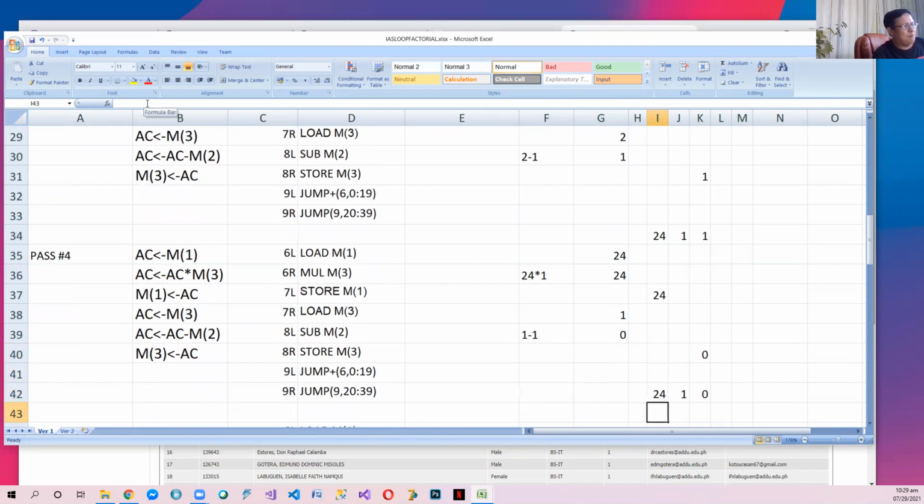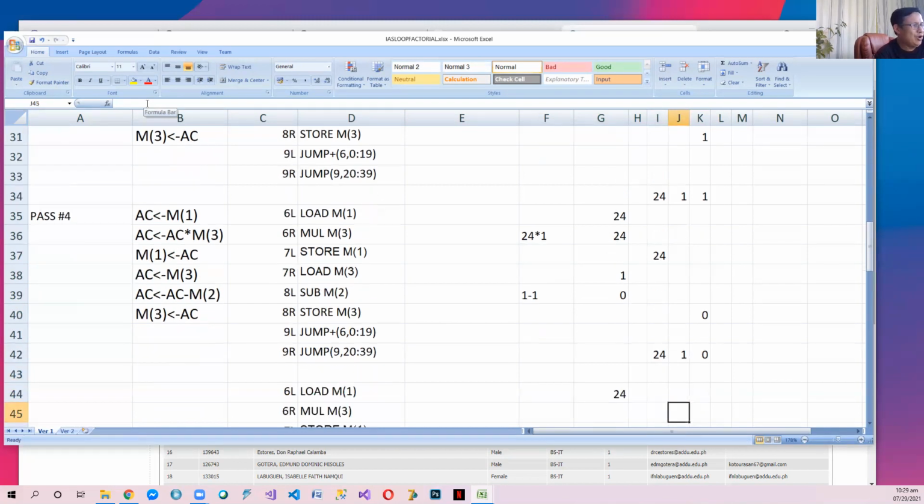And then we will compute the next multiplier. So our current multiplier is 1. We sub M2. This is 1 minus 1, which is 0. We store M3. This is 0. And now here's the question. What will we do if we have a jump plus 60 to 19? Will this jump back or will it terminate? Remember, jump plus will jump if the value is non-negative. This is not negative, so we will go back.